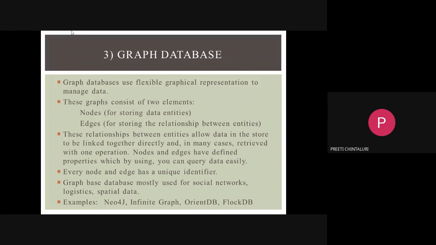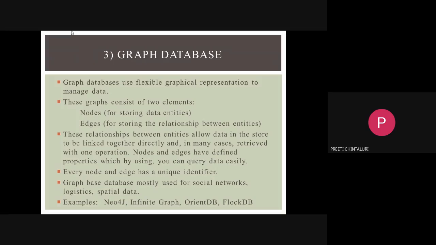These relationships between entities allow data to be stored, linked together directly, and in many cases retrieved with one operation. Nodes and edges have defined properties which you can use to query data easily. Every node and edge has a unique identifier. Graph-based databases are mostly used for social networks, logistics, spatial data. Examples of this graph database are Neo4j, Infinite Graph, OrientDB, FlockDB.